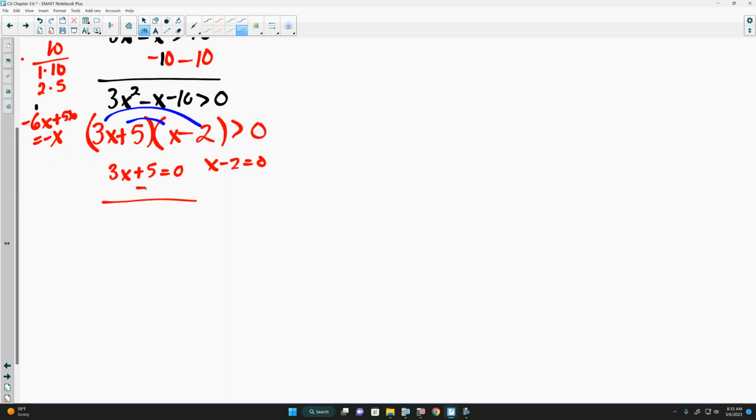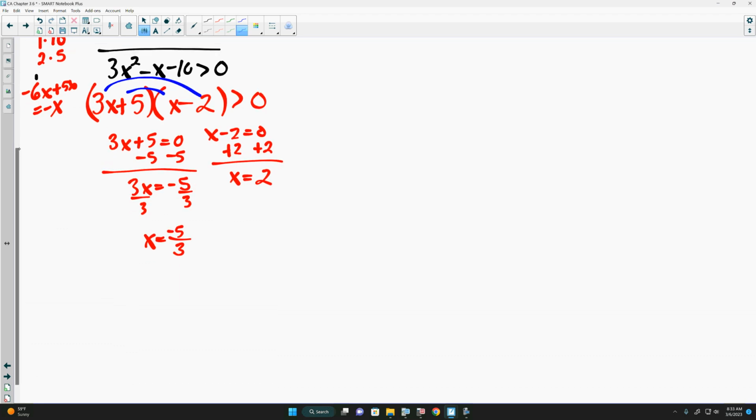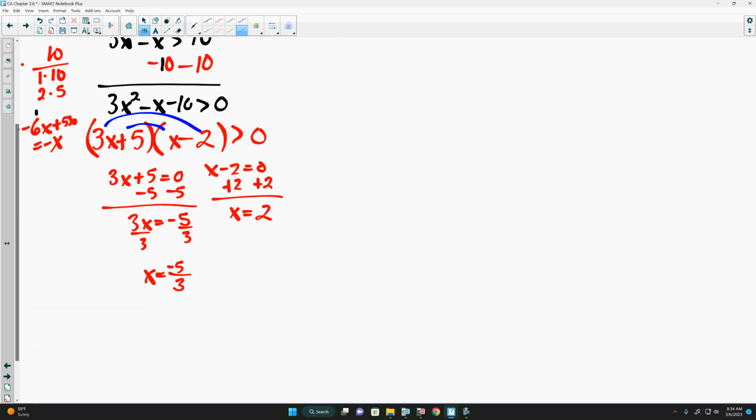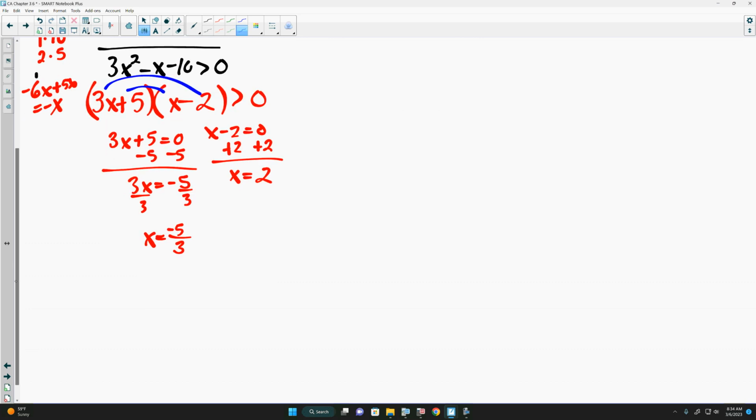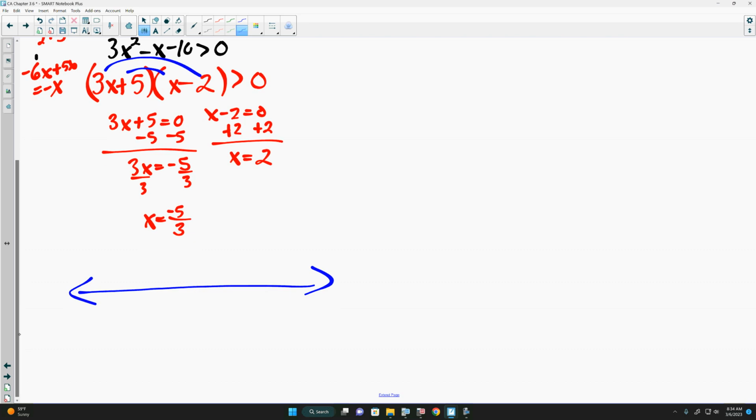Now we can set both of these equal to 0. Minus 5 telling us 3x is equal to negative 5. Divide by 3, so x is equal to negative 5 thirds. Here we can add 2 to both sides and get x is equal to 2. Now, really, if we were doing this, we would set it up so that we use the inequality signs, so greater than both of these here, and work it that way. I use these as what I call key points.